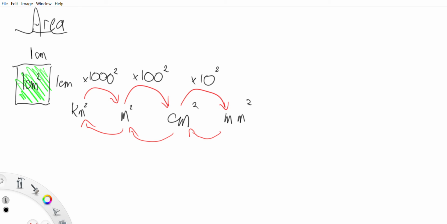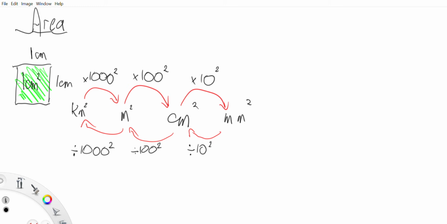When we go the other way, so how many millimetres are there in a centimetre, if we need to work that out, we divide by 10 squared. When we're doing this one, we divide by 100 squared, and converting metres squared to kilometres squared, we divide by 1,000 squared. I'll go through a bit of an example and show you what I mean by this.